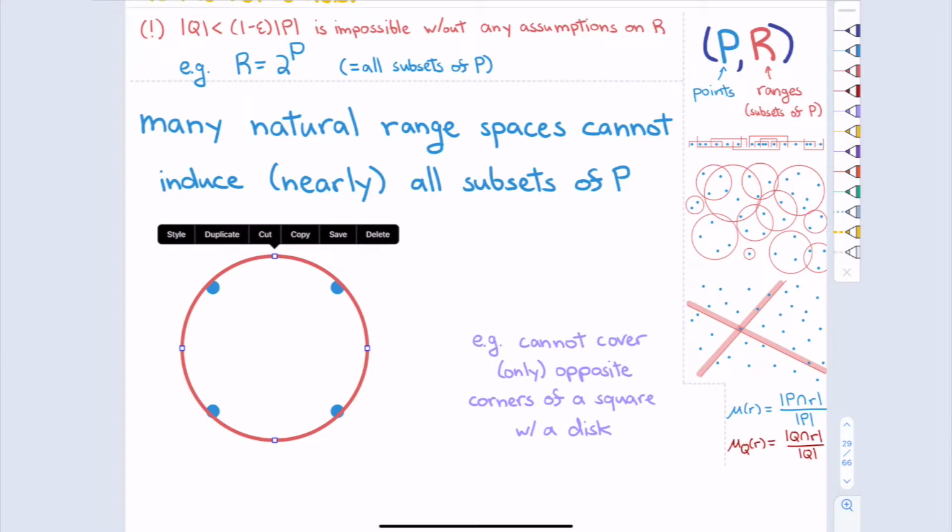Okay, so we're going to try to leverage this kind of property and get much better epsilon samples than you can do for a general family of sets. All right, so how do we quantify this?